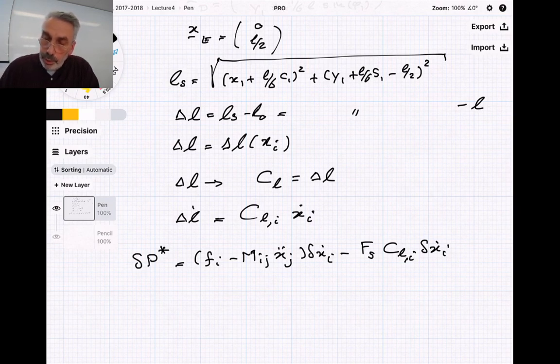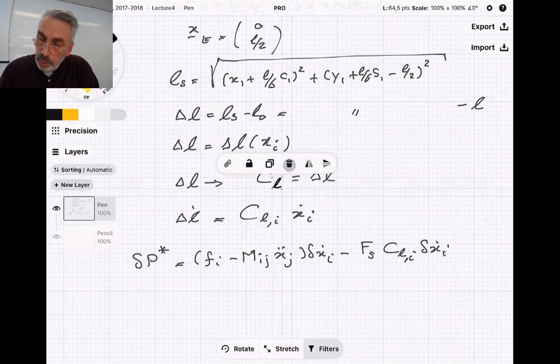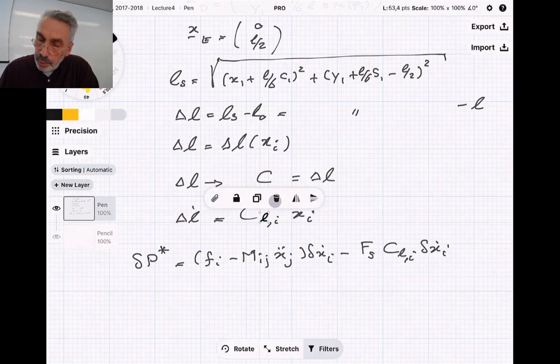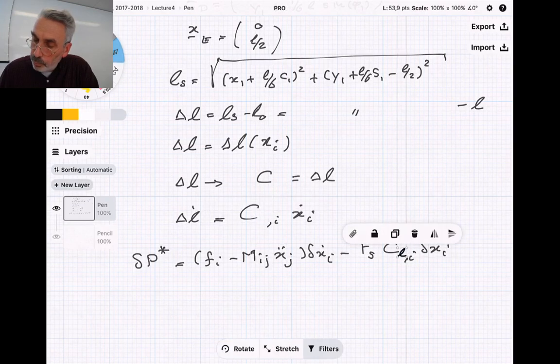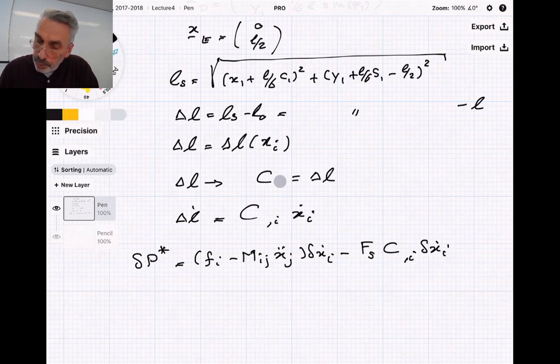Well, the L is a bit stupid. Maybe I should have called it an S, in complete accordance with the spring force. Yeah, let's call it S. Of course, it's just an index. It doesn't matter so much. So now you can have S springs.